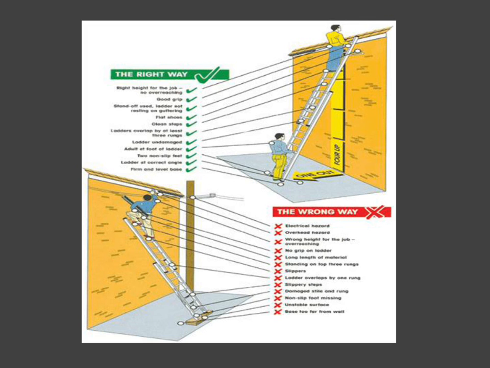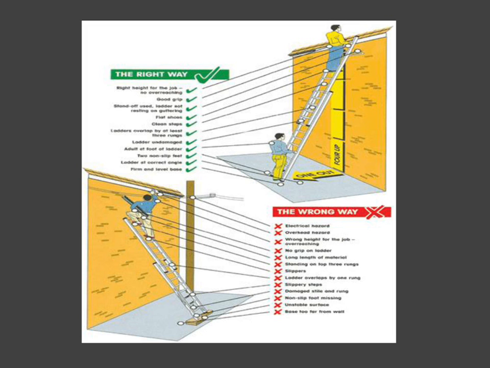He's also got proper shoes on, which you probably can't see too well. You want to make sure that steps are clean, and you want to make sure that there's an overlap of 3 rungs, which you can see where the 2 ladders come together. Otherwise, you don't have it stable. The ladder's undamaged, and you have an adult at the foot of the ladder to support it.